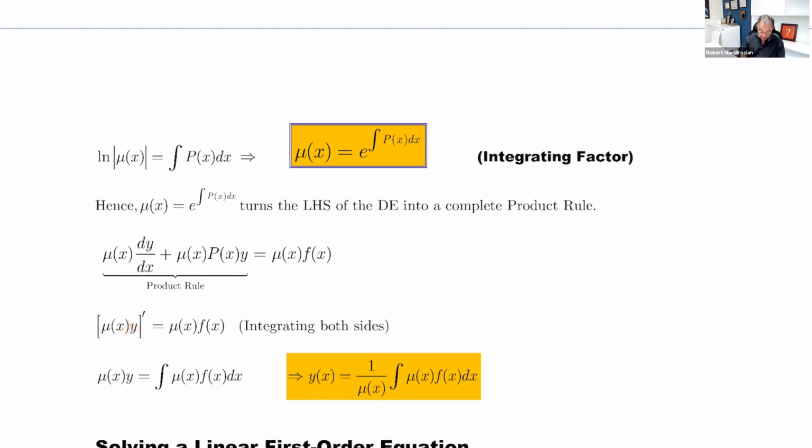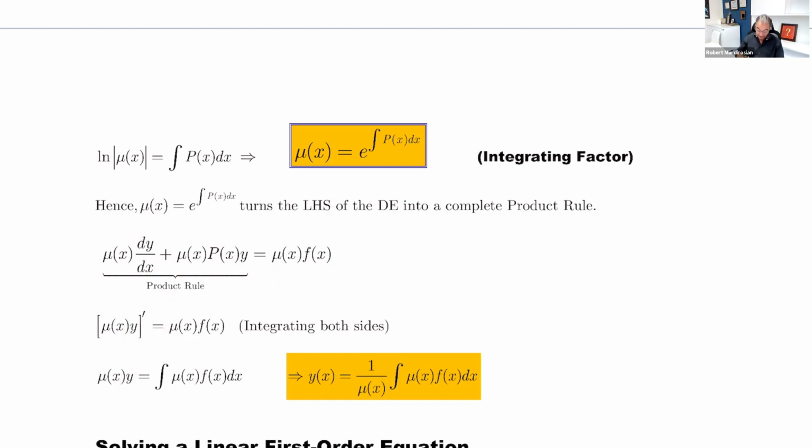The derivative of mu of x times y is going to be the derivative of y, which is dy/dx, times mu of x, plus the derivative of mu of x, times y. That's what we get. So now if we integrate both sides, we continue. The integral of that is just mu of x times y, and you take the integral of the right side, and that's how you can write it.